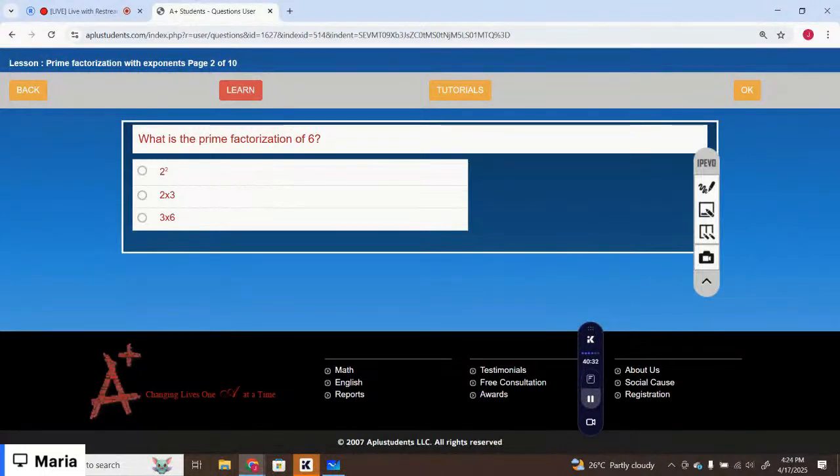What is the prime factorization of 6? Two times 3 is 6. Option number 2 is the correct option. That is 2 times 3.